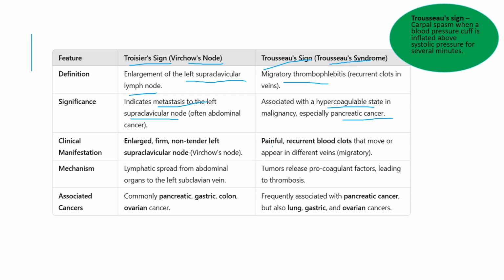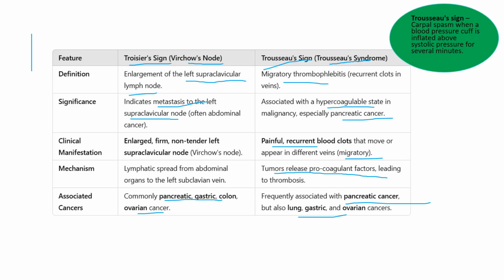In Trousseau sign, there can be painful recurrent blood clots that move or appear in different veins. That is migratory thrombophlebitis, like the name. The mechanism of Troisier sign is lymphatic spread from abdominal organs to the left subclavian vein. Trousseau sign is due to the tumors releasing procoagulant factors, which leads to thrombosis inside the vein. Troisier sign can be associated with pancreatic, gastric, colon, ovarian cancer. Trousseau sign or migratory thrombophlebitis is mainly with pancreatic, but lung, gastric, ovarian cancer can also show Trousseau sign.